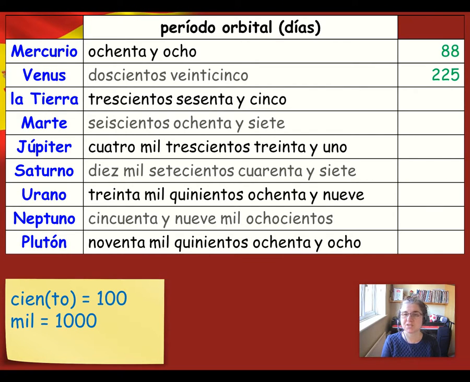Now, you might have known the next one without having to figure out the number. La Tierra, 365. So how many days does it take the Earth to travel once around the sun? 365 days, because of course it's a year, isn't it? A year is the length of time it takes the Earth to travel once around the sun.